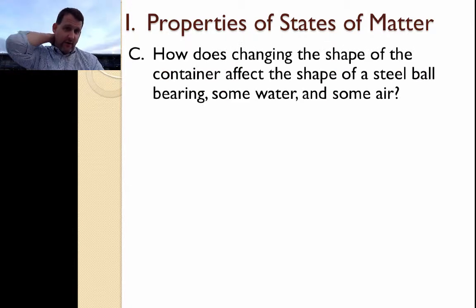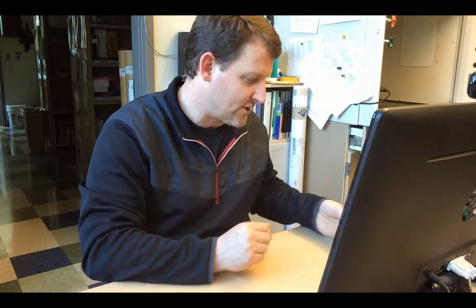So now we're going to look at another video about how changing the shape of the container affects solids, liquids, and gases. Let's take a look at how the three phases of matter are affected by the shape of their containers. Let's start with solid, for example.